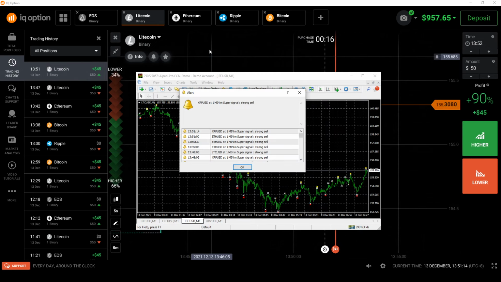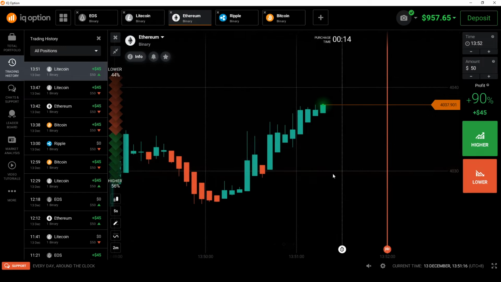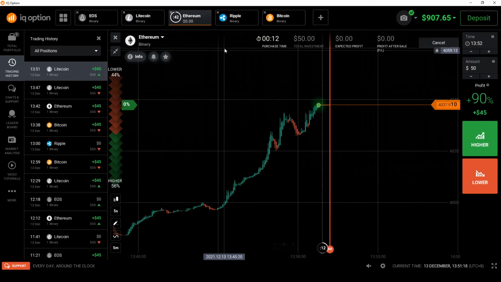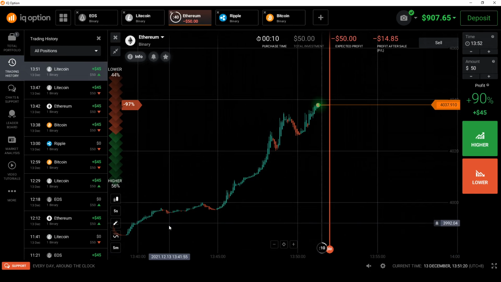Just wait for the signal to appear, then execute the trade when it's possible. It is best to trade in a trending market.